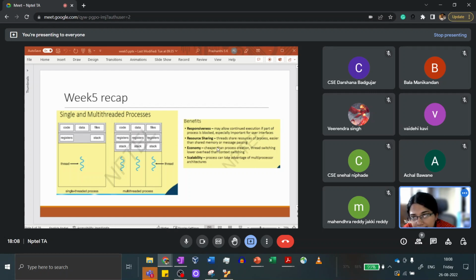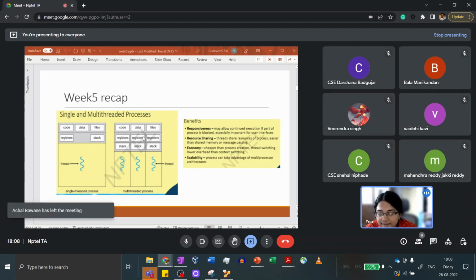And you also looked at why do you do multi-threading, right? For instance, you might be able to share resources, and this enables better communication. Then economy is basically that creating multiple threads is cheaper than creating multiple processes, again because the threads share all of these, so you only need to set up your registers and stack, right? So it's more economical to create multiple threads than multiple processes.